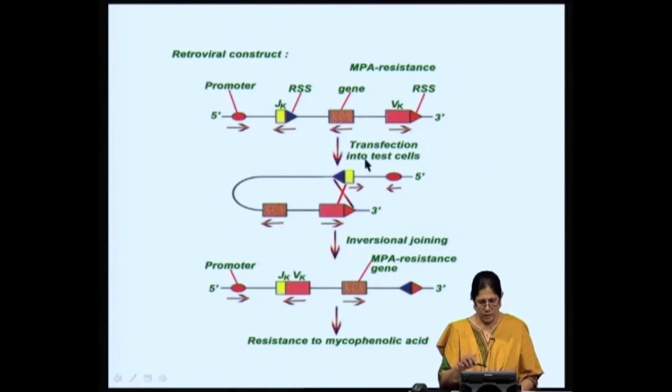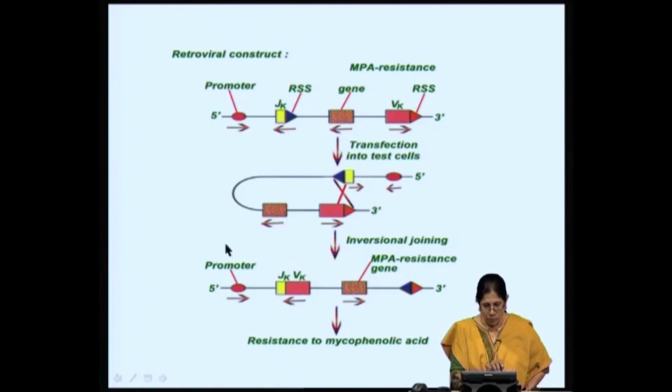Now, let us look at this a little bit closely. So, if Rag1 and 2 in the cells were expressed, they would bring about the same recognition and cleaving as I described earlier. This would then allow V and J to come together, which would then allow the promoter to be in frame with the MPA resistance gene, or let me put it the other way, by inversional joining. Therefore, the MPA resistant gene would come in frame with the promoter and therefore would get expressed.